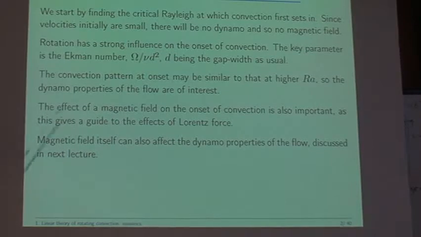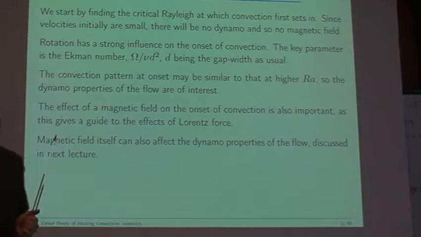And, of course, this problem has a long history. The non-rotating case, Rayleigh-Bénard convection, has an even longer history. But here the key parameter is this Ekman number, the gap width being defined as usual.